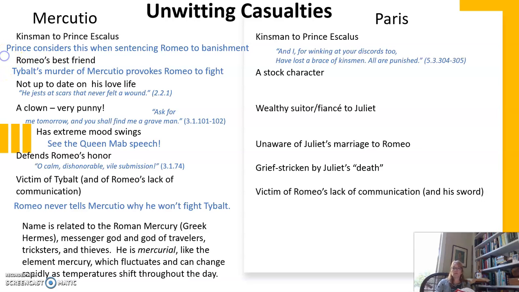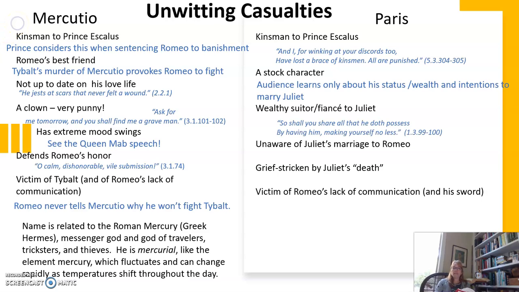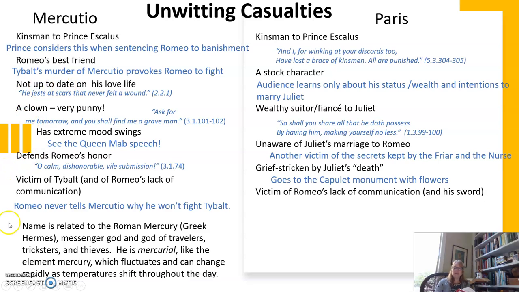Paris is also kinsman to Prince Escalus, and he is a stock character. The audience learns only about his status, his wealth, and his intentions to marry. He is not well developed, but he is wealthy and a fiancé to Juliet. He is unaware of Juliet's marriage to Romeo, so he's another victim of the secrets kept by the friar and the nurse. So when Romeo kills him at the end of the play, you just have to feel terribly sorry for him. His only crime is not knowing and just being grief-stricken over Juliet. He also is the victim of Romeo's lack of communication and Romeo's sword at the monument.